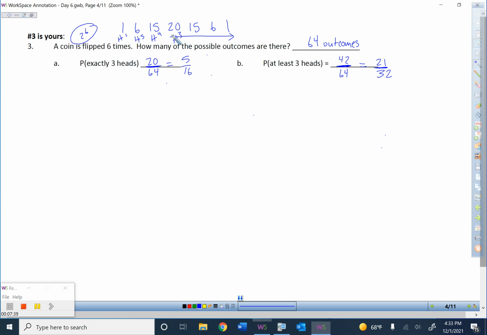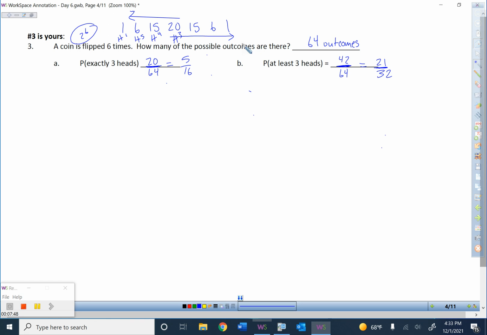And 3 heads, I went this direction, but there's symmetry with this. Just like the same way, I didn't necessarily have to call this heads first. I could have said tails to the 6th, tails to the 5th, and so on. Either way, they're adding up to 42 on top, and then both of those reduce.